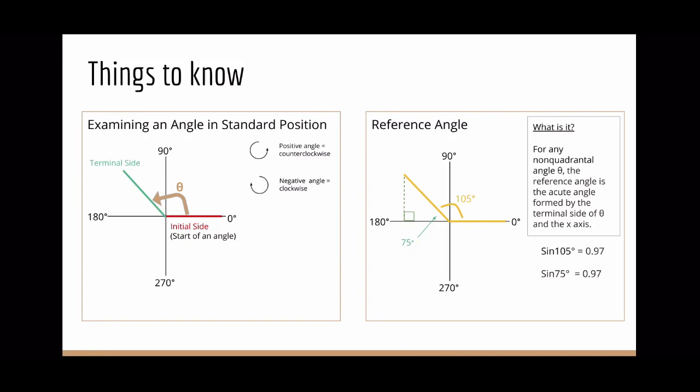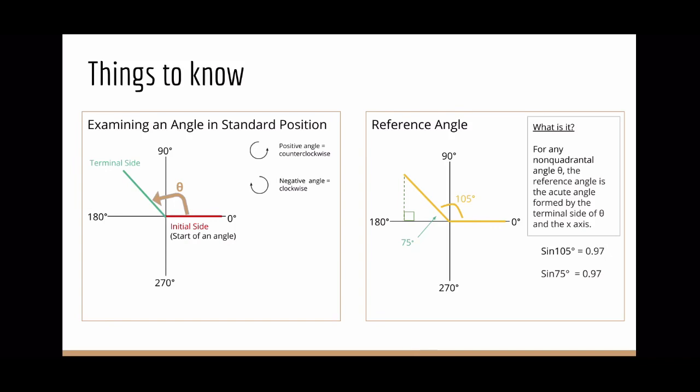When the initial side, which is the red line in this picture, or the start of the angle, rotates to the green line, which is the terminal side, it determines an angle. When you rotate counterclockwise, it will create a positive angle, which is shown in this picture. And when you rotate clockwise, it will create a negative angle. So now let's move on to reference angles.